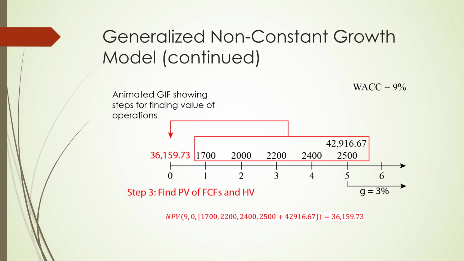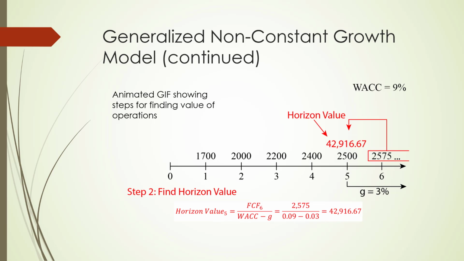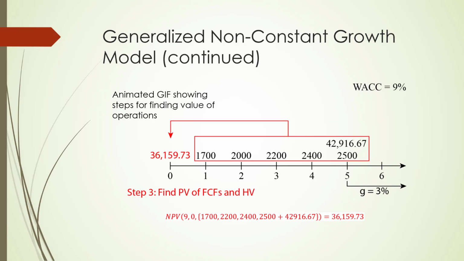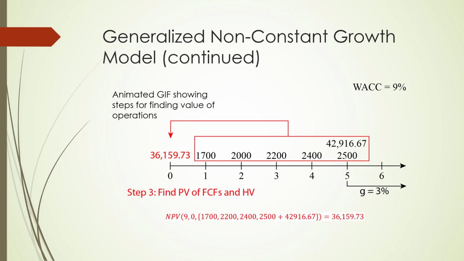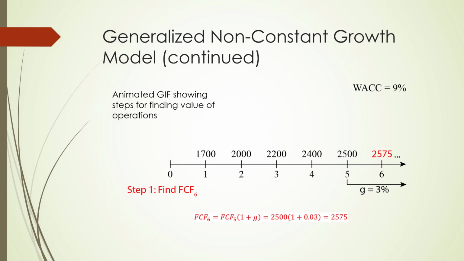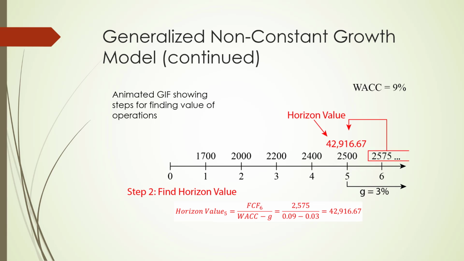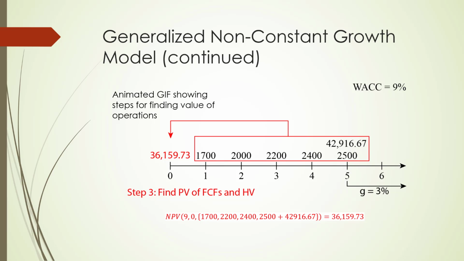Now, what I have on this slide is a little animated GIF file that I've created that kind of shows the steps here. So first we find the horizon value. Then we find the present value of all of those free cash flows and the horizon value, add them together, and we get 36,159.73. If you want to do this on your financial calculator, the easiest way to do this is by using the NPV function. And you can see that at the bottom of the screen here. So we put in NPV, 9% discount rate, 0 for the initial outlay, then a list of the cash flows, and you can see the result that we get.